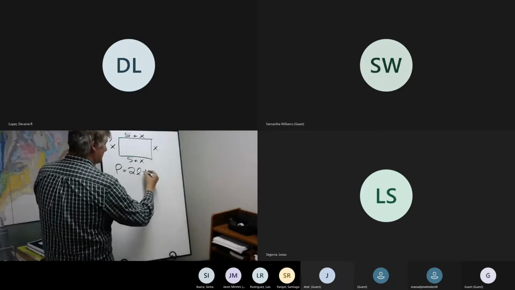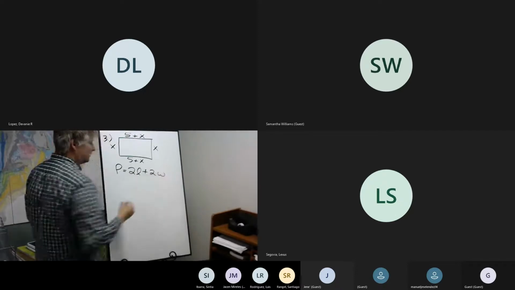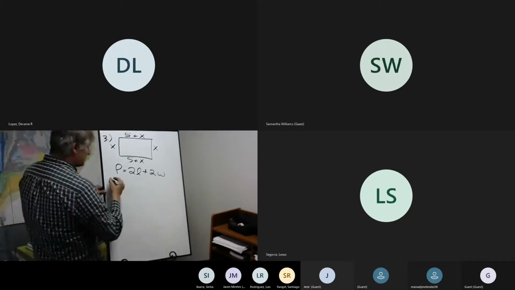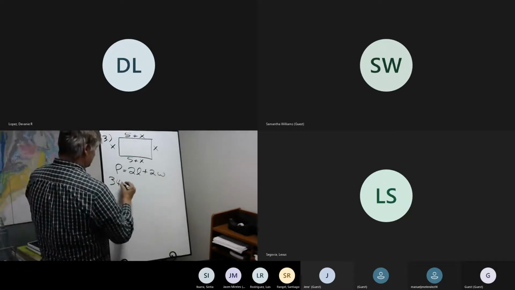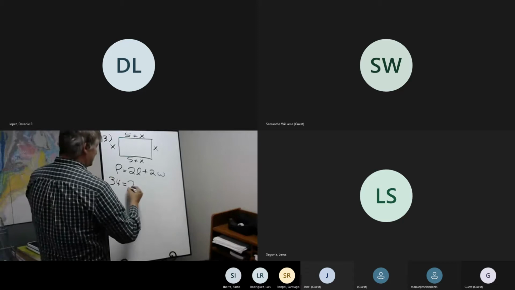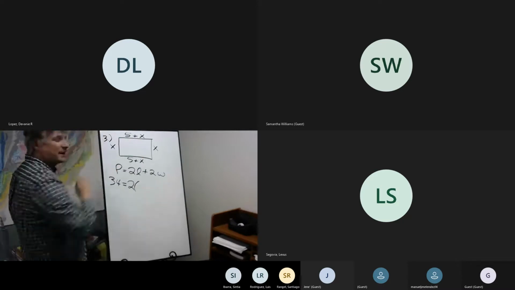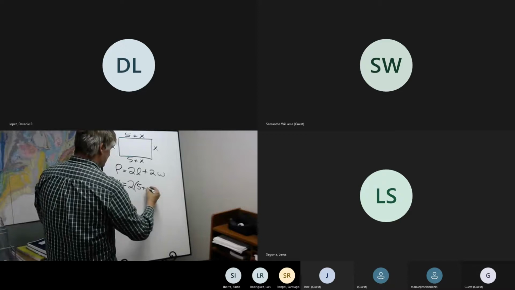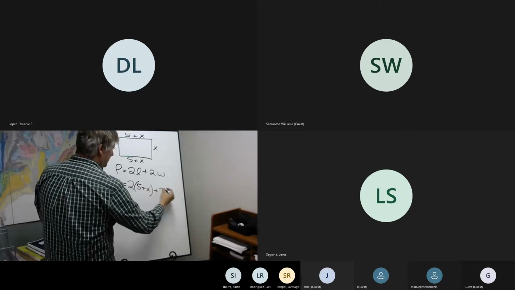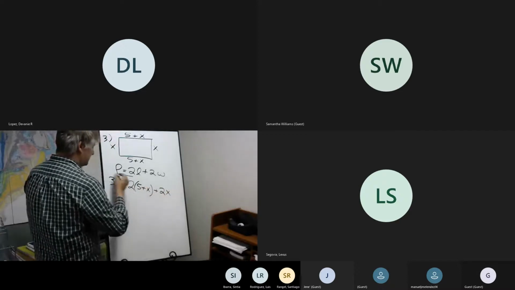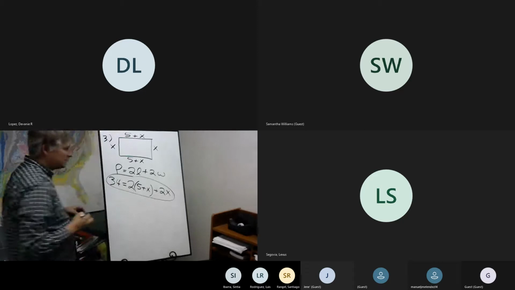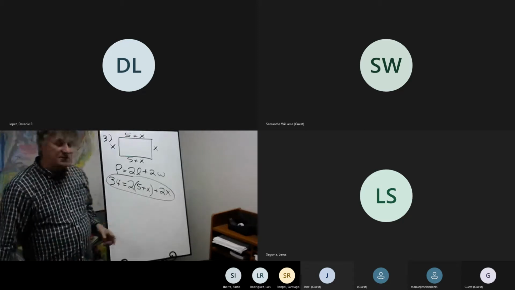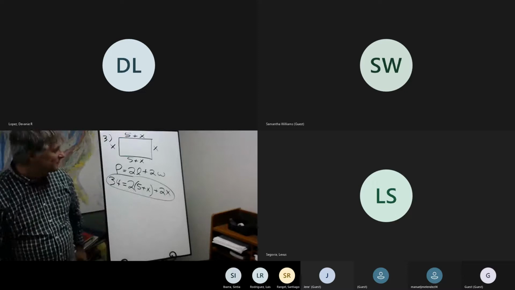2 times length and 2 times width. So we're told the perimeter was 34. The length, we figured that out. That's 5 plus x. And then the width is just x. So this is the equation we're going to solve.